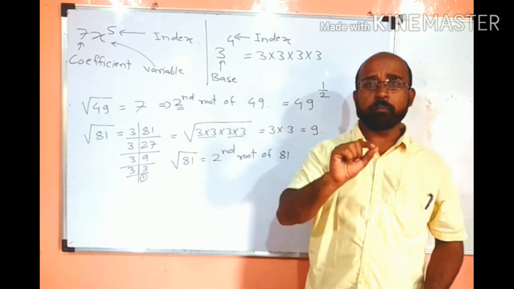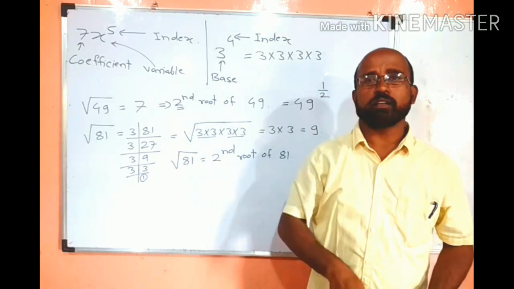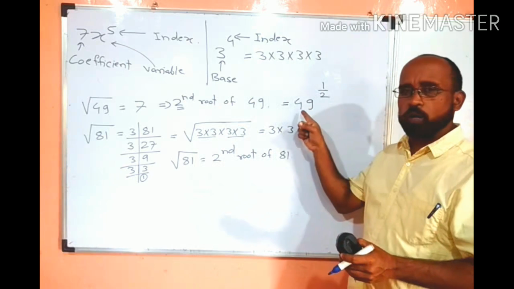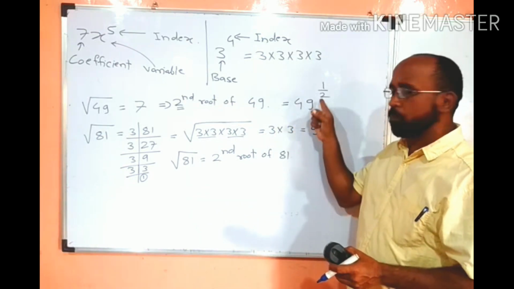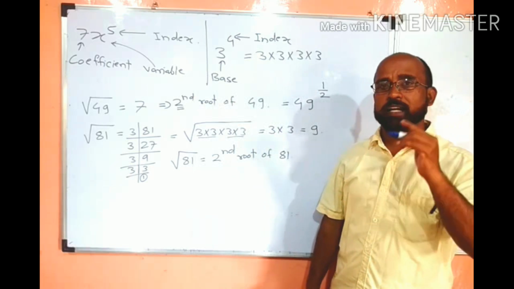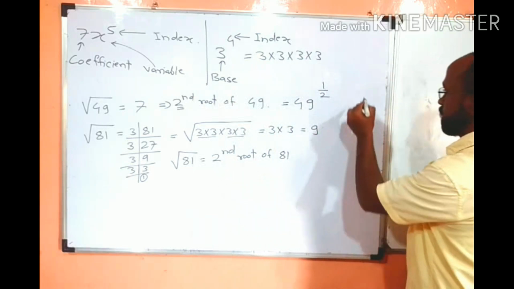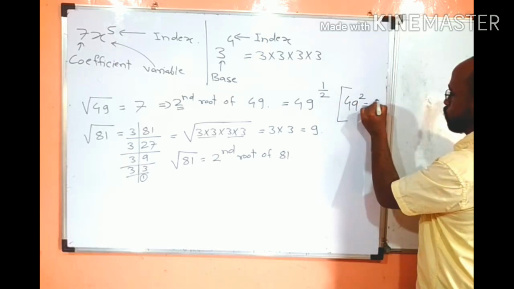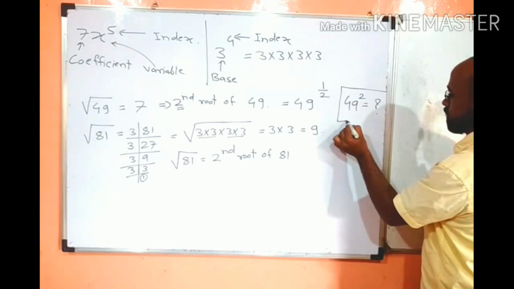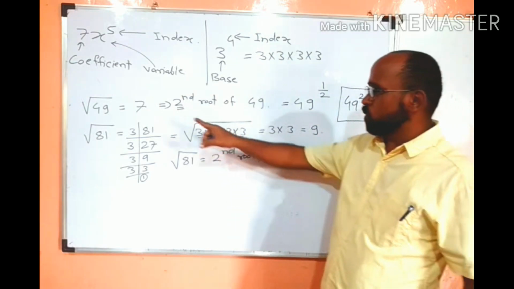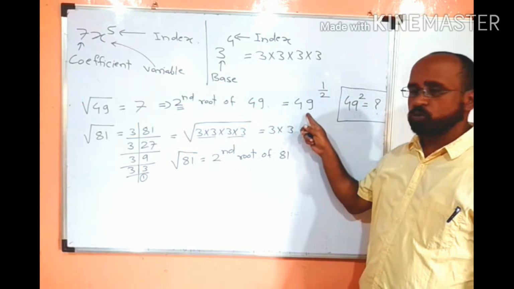Now everyone please just answer in comment a question. Students, 49 raised to 1 upon 2 means square root of 49. Then what is meant by 49 raised to 2? What is meant by 49 raised to 2? Please write your answer in the comments. Clear students?